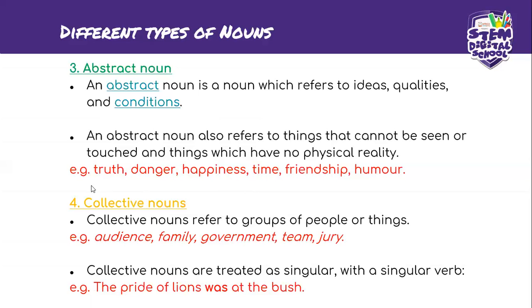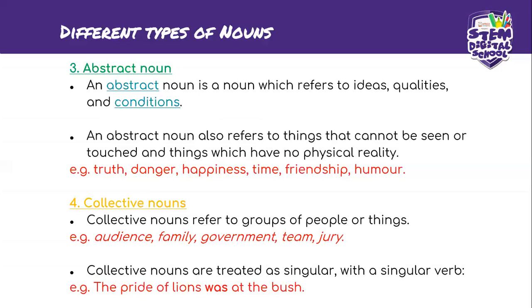Okay, so here are my examples. We have truth. Truth is something you cannot see. Truth is something you cannot touch. I can tell you the truth right now about something, but it doesn't mean that you see it or you touch it. Then danger. Danger is also an abstract noun. Why?